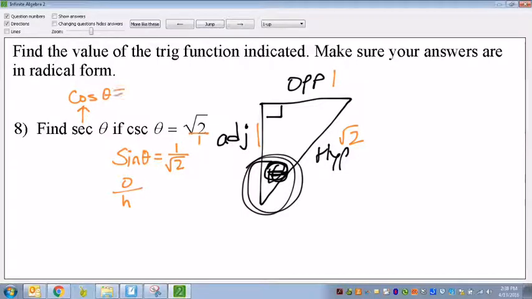So now that I know the adjacent side is 1, let's find cosine, which is adjacent over hypotenuse. The adjacent side is 1. Hypotenuse is radical 2. So the reciprocal of cosine is secant, which, again, these just flip spots. And it's radical 2 over 1, or just radical 2. Yeah, there you go.